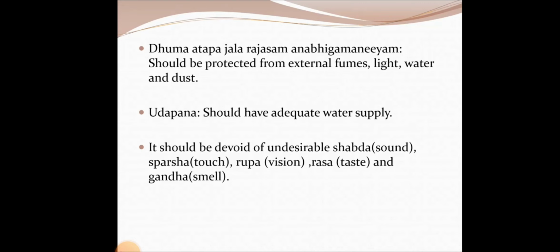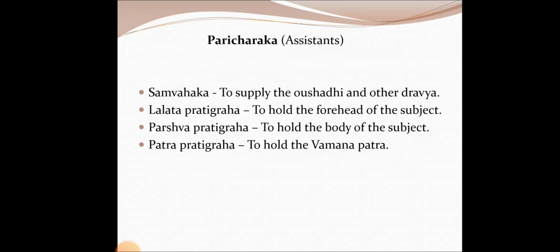And next is the Parichaaraka or assistants. Four types of Parichaaraka are needed in this Vamana Karma. Samvahaka, Lalata Pratigraha, Parshva Pratigraha, Patra Pratigraha. After we go to the Pradhana Karma, you will be more aware of these assistants. Samvahaka means to supply the Aushadhi and other Dravya. One person should be there to give that Aushadhi, this Vamanopaga Dravya, anything like that. One Samvahaka, or one assistant, is needed for that.